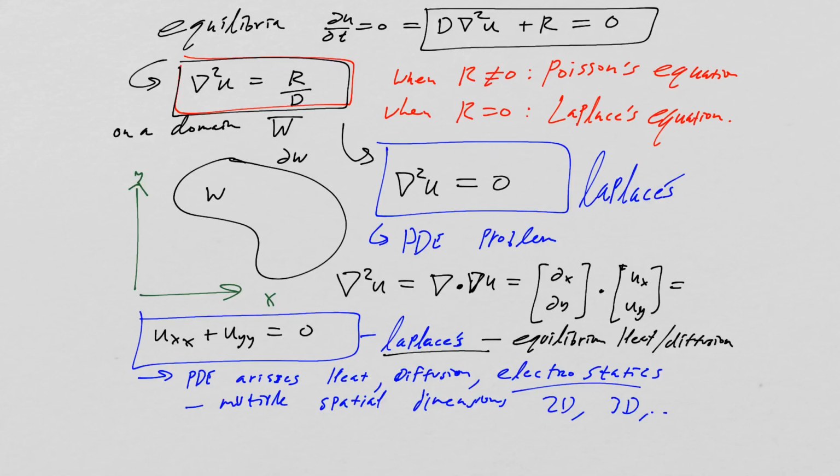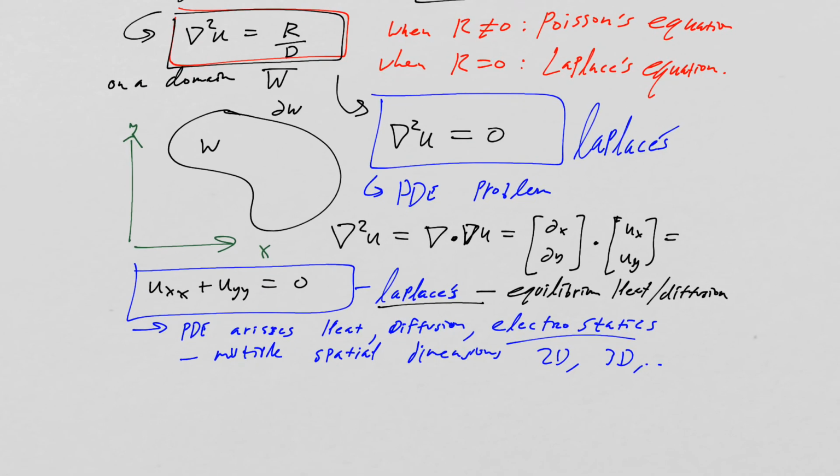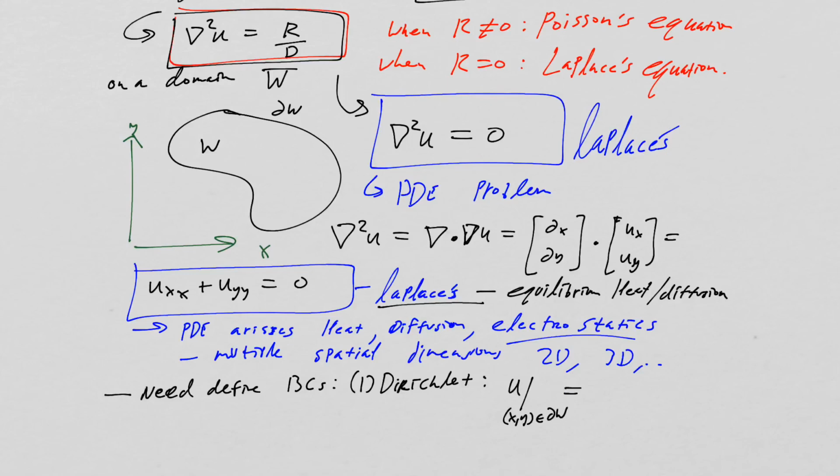Okay, so we want to talk about other things. What comes with this is that we needed to define the boundary conditions. So there's two types. There's what they call Dirichlet, and Dirichlet boundary conditions specify u where x comma y is on some boundary of our domain, and it's equal to some pre-specified function.